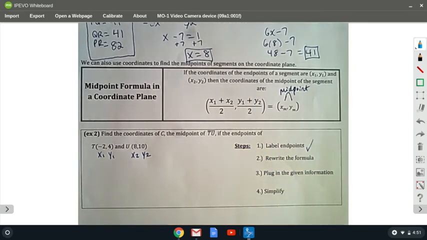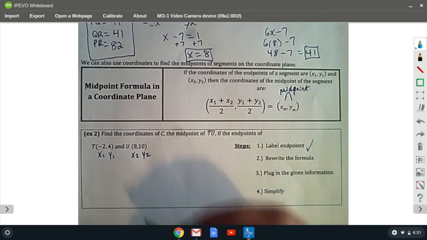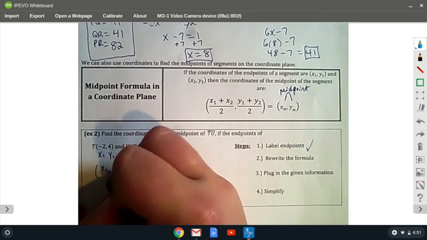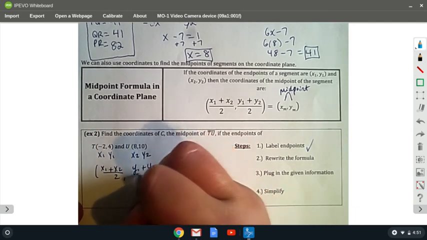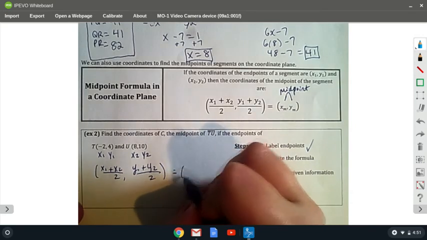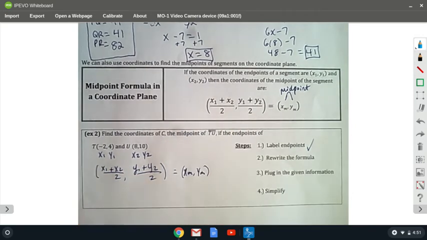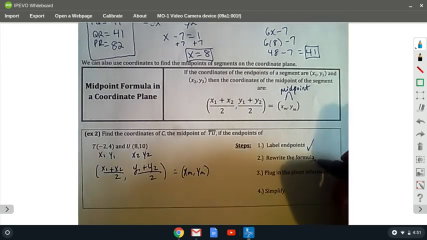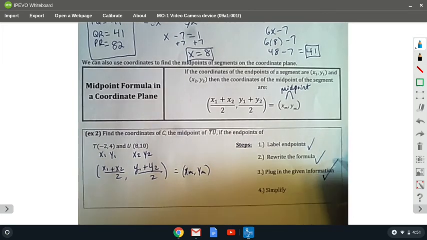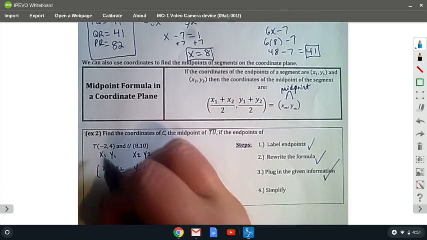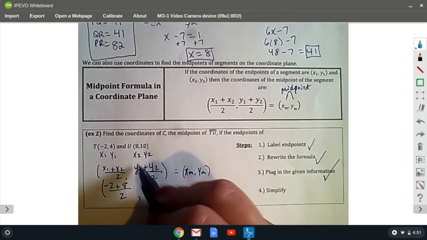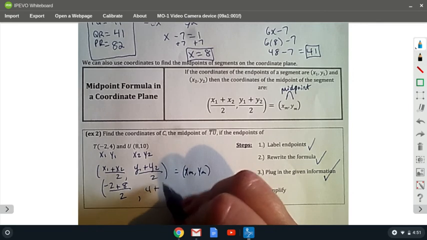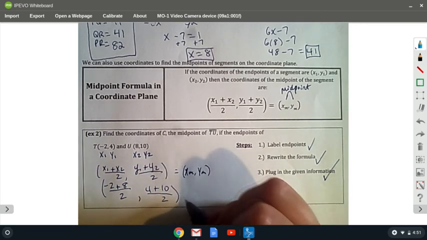I labeled my endpoints. Now I'm going to rewrite the formula. So my formula is x1 plus x2 over 2, comma, y1 plus y2 over 2 equals xm, ym. So I'm now going to start to plug in the information. So I did number 2. Now I'm going to plug in the information. So x1 is -2 plus my x2 is 8, divided by 2. My y1 is 4, my y2 is 10, divided by 2.